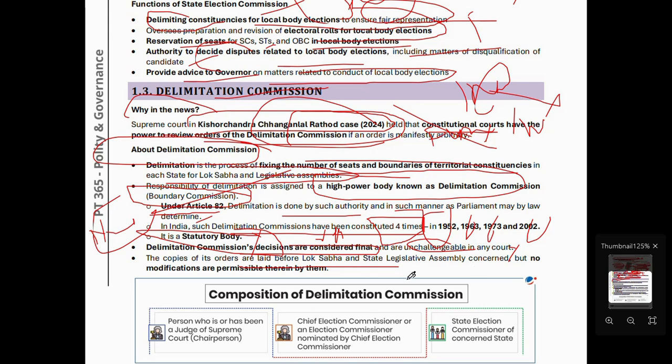And what is the composition of the Delimitation Commission? A person who has been a judge of the Supreme Court should be the chairperson, along with the Chief Election Commissioner or an Election Commissioner nominated by the Chief Election Commissioner, and the State Election Commissioner of the concerned state. These are all the composition of the Delimitation Commission.